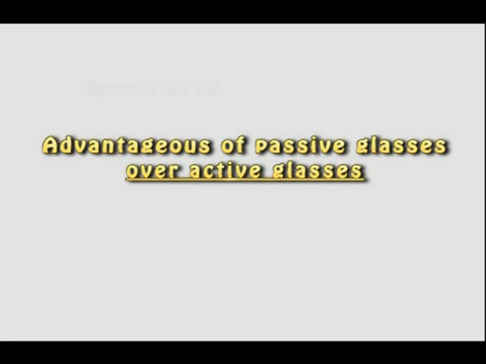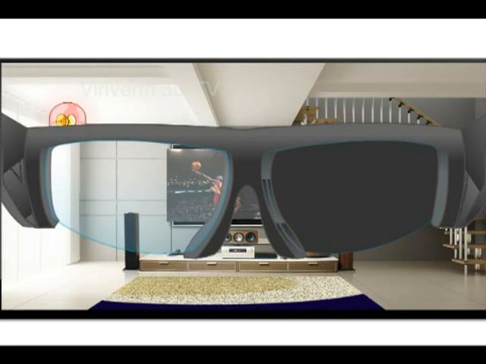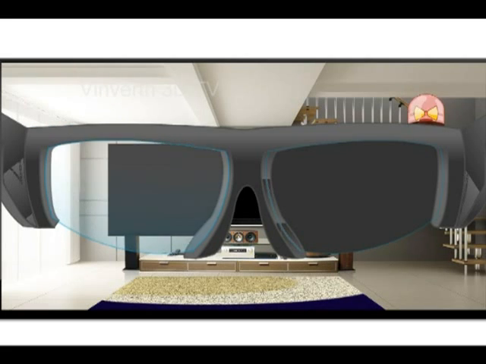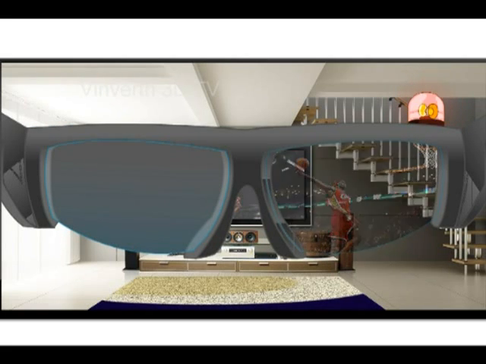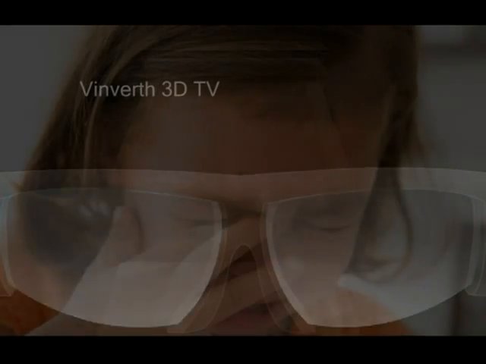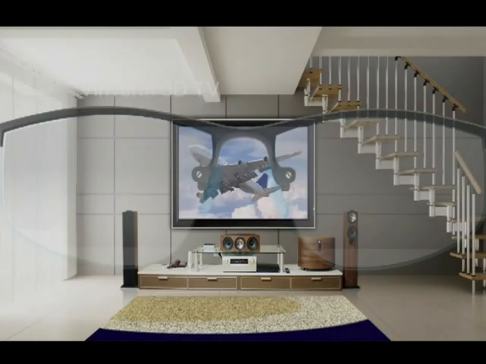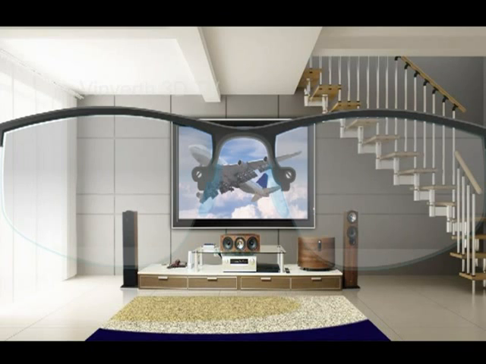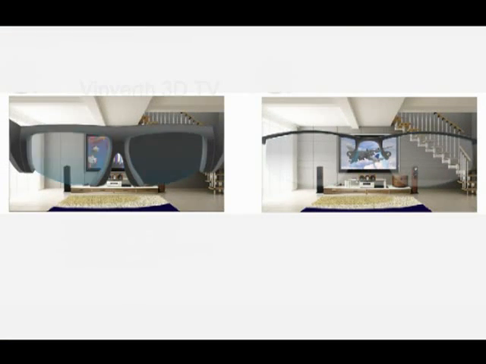Advantages of passive glasses over active ones. The active shutter type 3D, due to frequent opening and closing of lens shutters, makes eyes very uncomfortable and even causes headaches. But in passive 3D type, there is totally no flickering and it enables eyes to comfortably enjoy the 3D images.